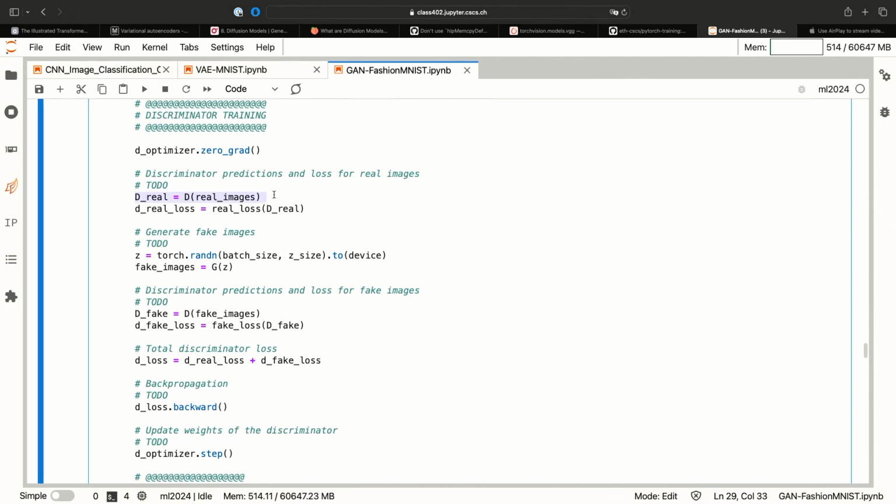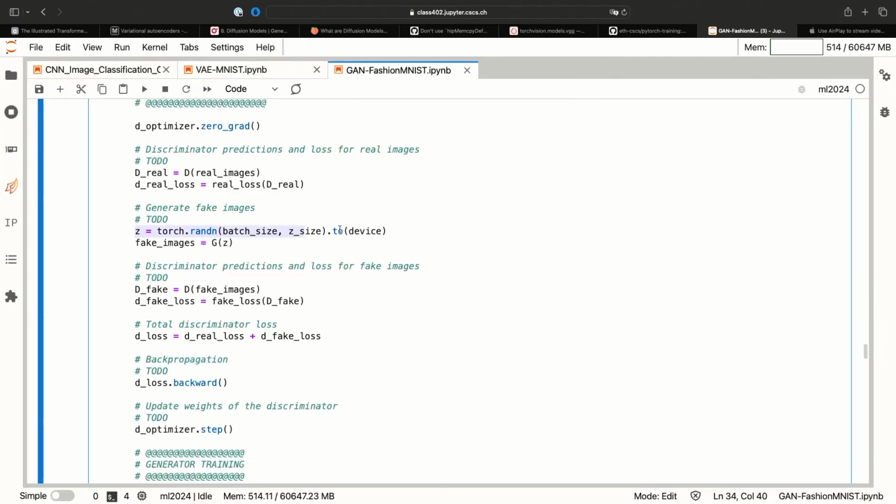And then what we do is that we take one batch of real images and we pass it to the discriminator. And then we get the prediction of the discriminator, and then we compute the loss. If you use the real loss, you will set the labels of those images to 1. So we are passing real images and labeling them as real images, because we want to train the discriminator as a binary classifier between fake and real images.